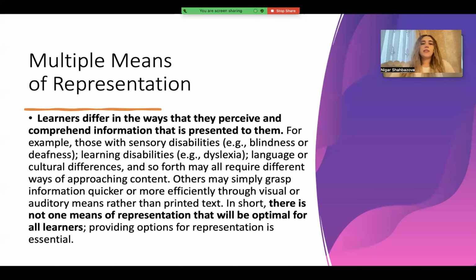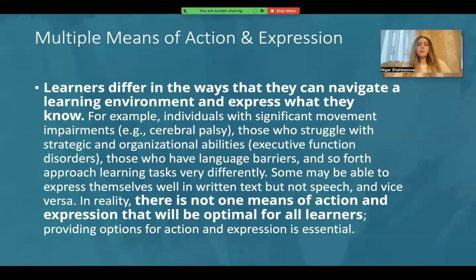And multiple means of representation. It means that not all learners learn in the same way. For example, some may learn by visual aids, some by audio, some by practicing. It's important to offer options for representation. So you may represent the same concept by using symbols or by giving an oral presentation. And multiple means of action and expression. To assess their understanding of concept information, it's essential to provide options for them.